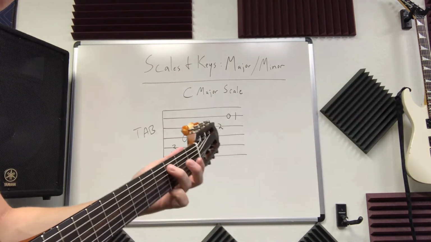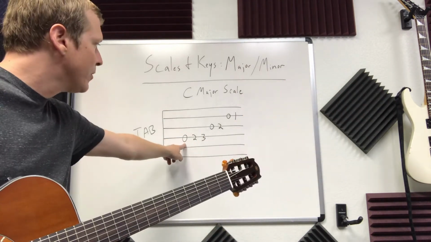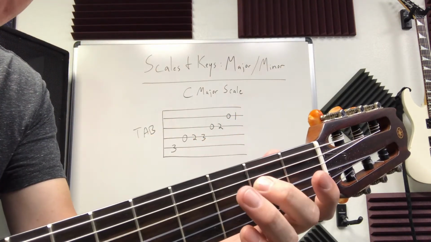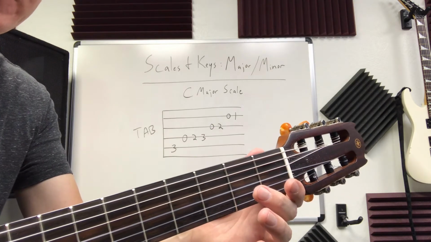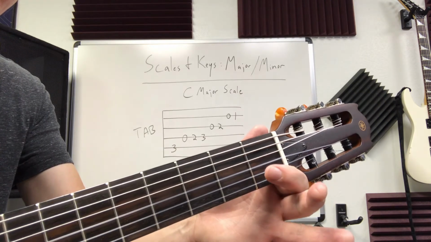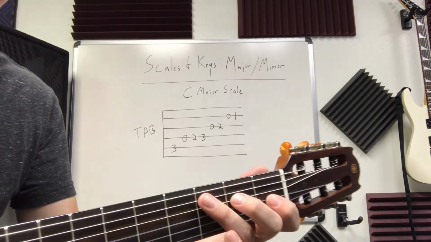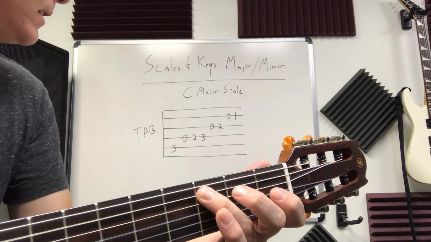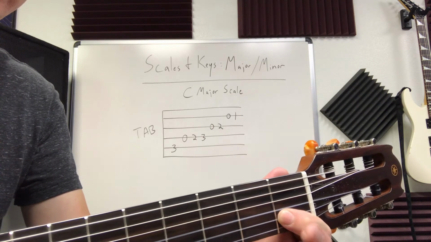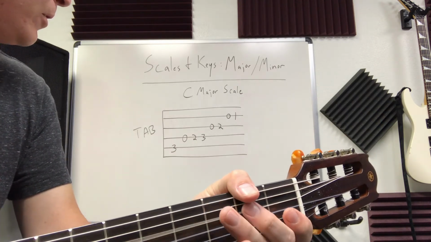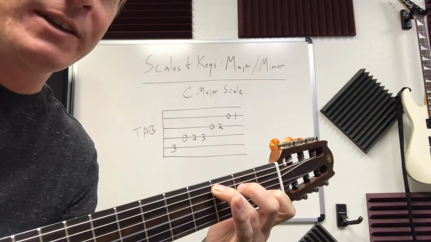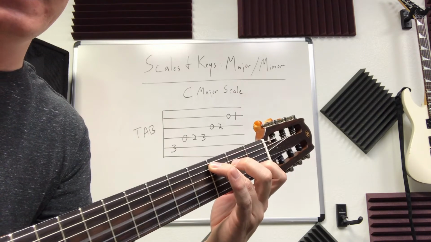Okay, so we're going to play 3, then we're going to play the next string 0, 2, 3. So going down onto the D string, we're going to play 0, 2, 3. Then on the G string, we're going to play 0, 2. And then on the 2nd string, we're going to play 0, 1. Okay? So the scale in total is going to be like this: 3, 0, 2, 3, 0, 2, 0, 1. And then you can also play the C major chord in that same position.